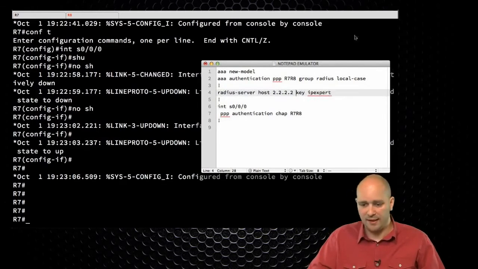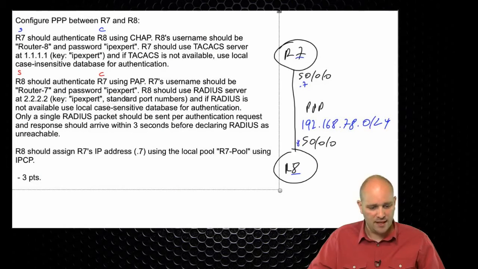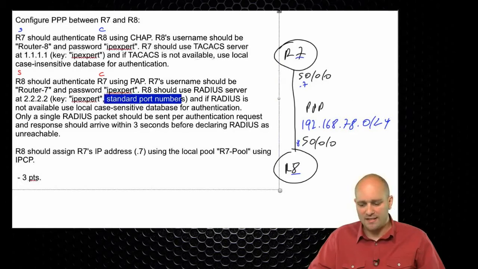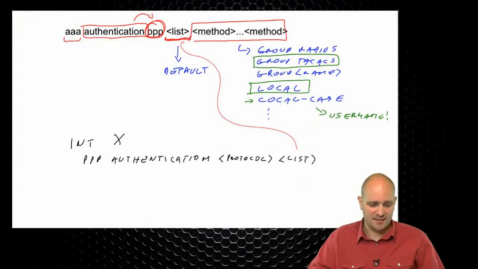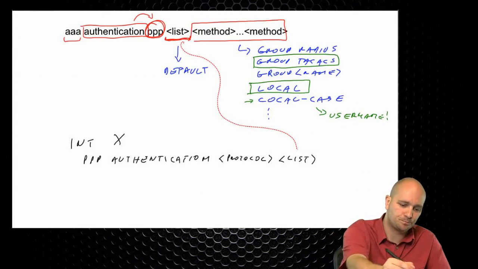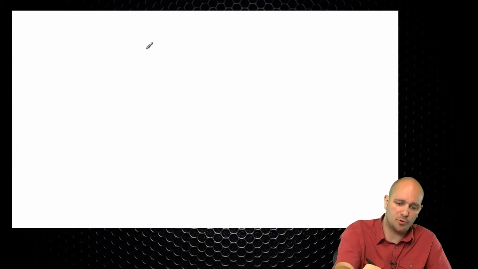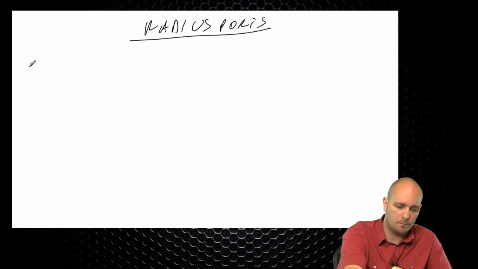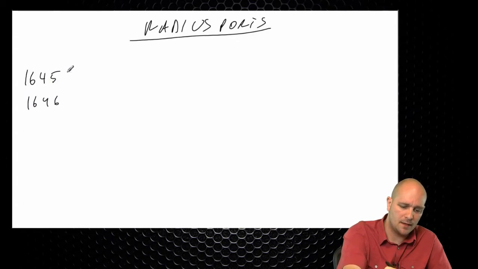Now, there is one thing in the task here that is important. It says use the standard port numbers. Now, in IOS, there are two sets of Radius port numbers. Those two sets of Radius port numbers are 1640, what is it, 1645, I believe, and 1646. These are traditional ones.